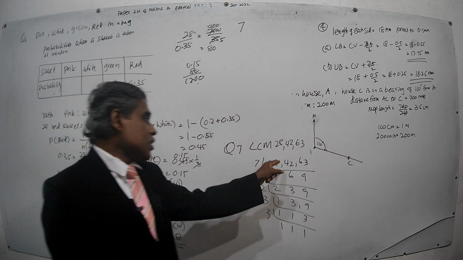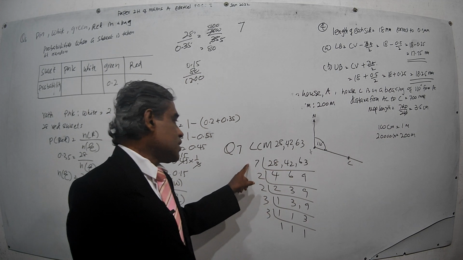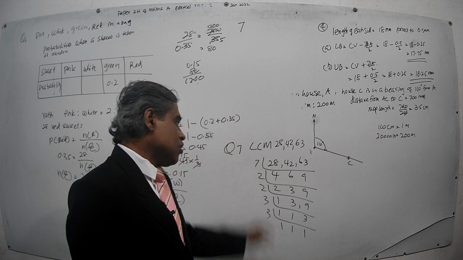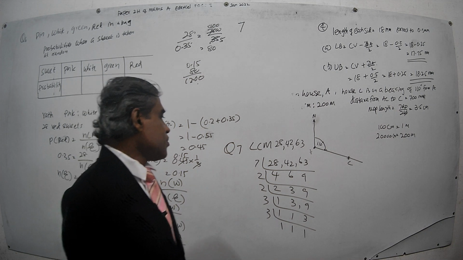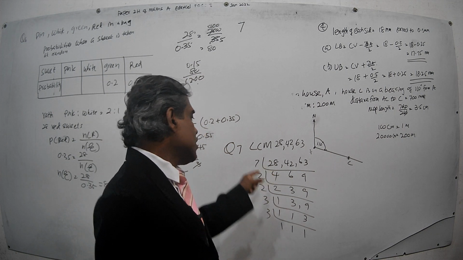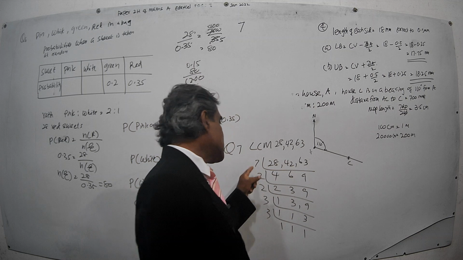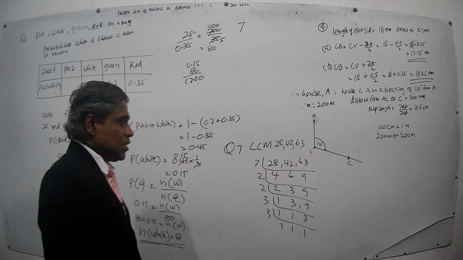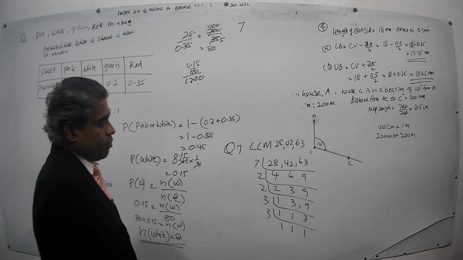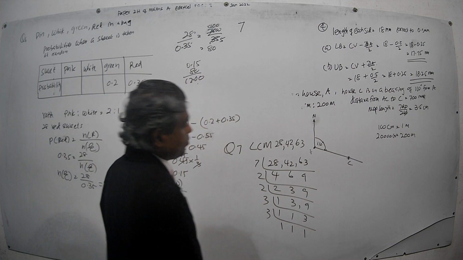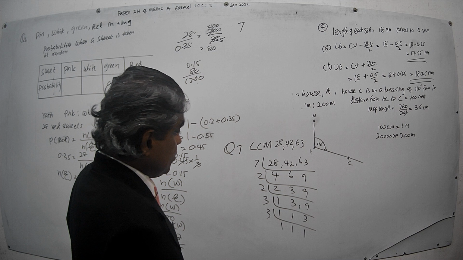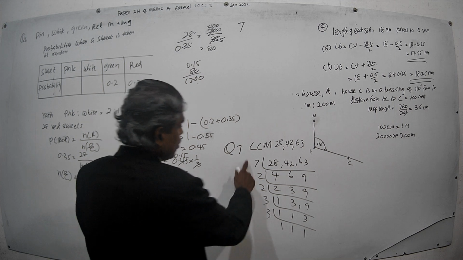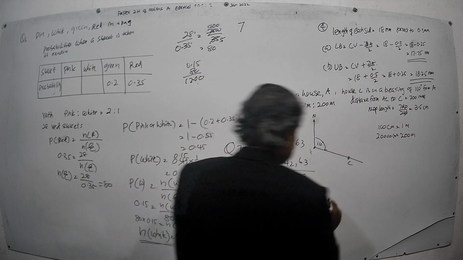Now, first of all, remove the common factor, highest common factor, that is 7. That's one way of finding LCM. Then 28 divided by 7 is 4. 42 divided by 7 is 6, and 63 divided by 7 is 9, 7 times 9 is 63. Okay. Now you multiply all these things. Then LCM equals how much?